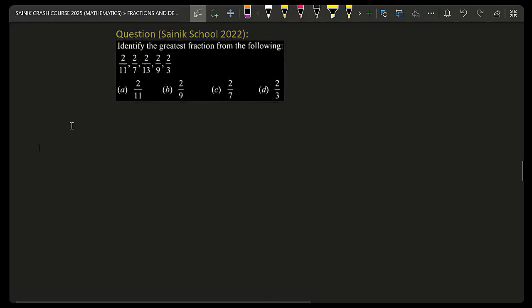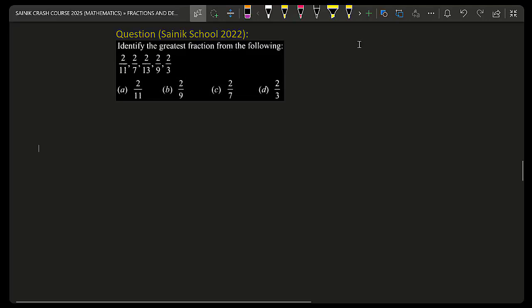What about now? Yes, sir. Identify the greatest fraction from the following: 2 by 11, 2 by 7, 2 by 13, 2 by 9 and 2 by 3. Aditi, you are not ready with the answer? Sir, 1 minute. You raised your hand, then you are thinking. Okay, Aditi, get ready with your solution. Ritvik, can you give the answer? Sir, 2 by 3.